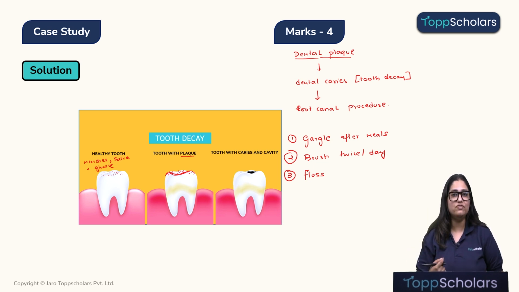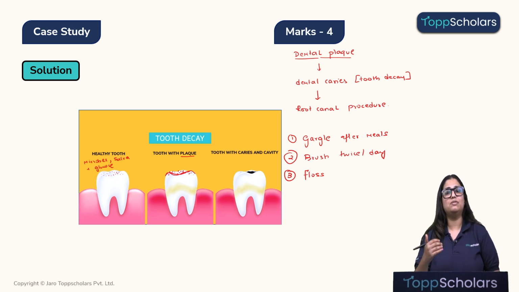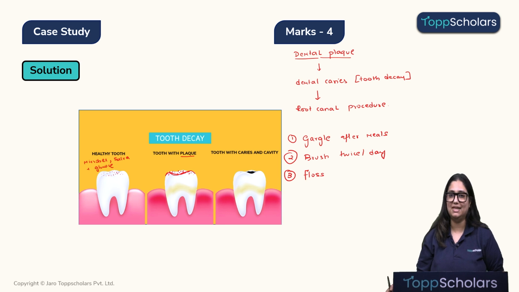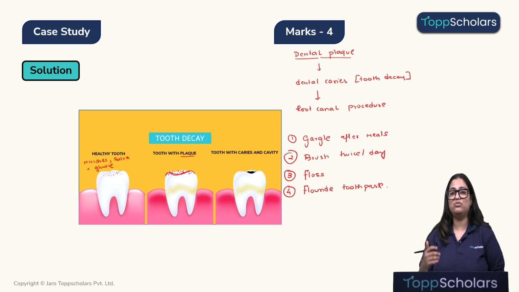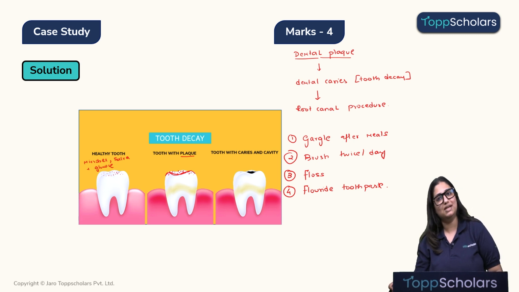So how do you take care of it? Floss every night between the teeth, and this flossing will prevent development of plaque and eventually tooth decay. Also, we can make use of fluoride toothpaste. It is very important to maintain the thickness of the enamel. So these are the 4 practices that we can do to prevent these conditions. I hope, children, we are clear with it.